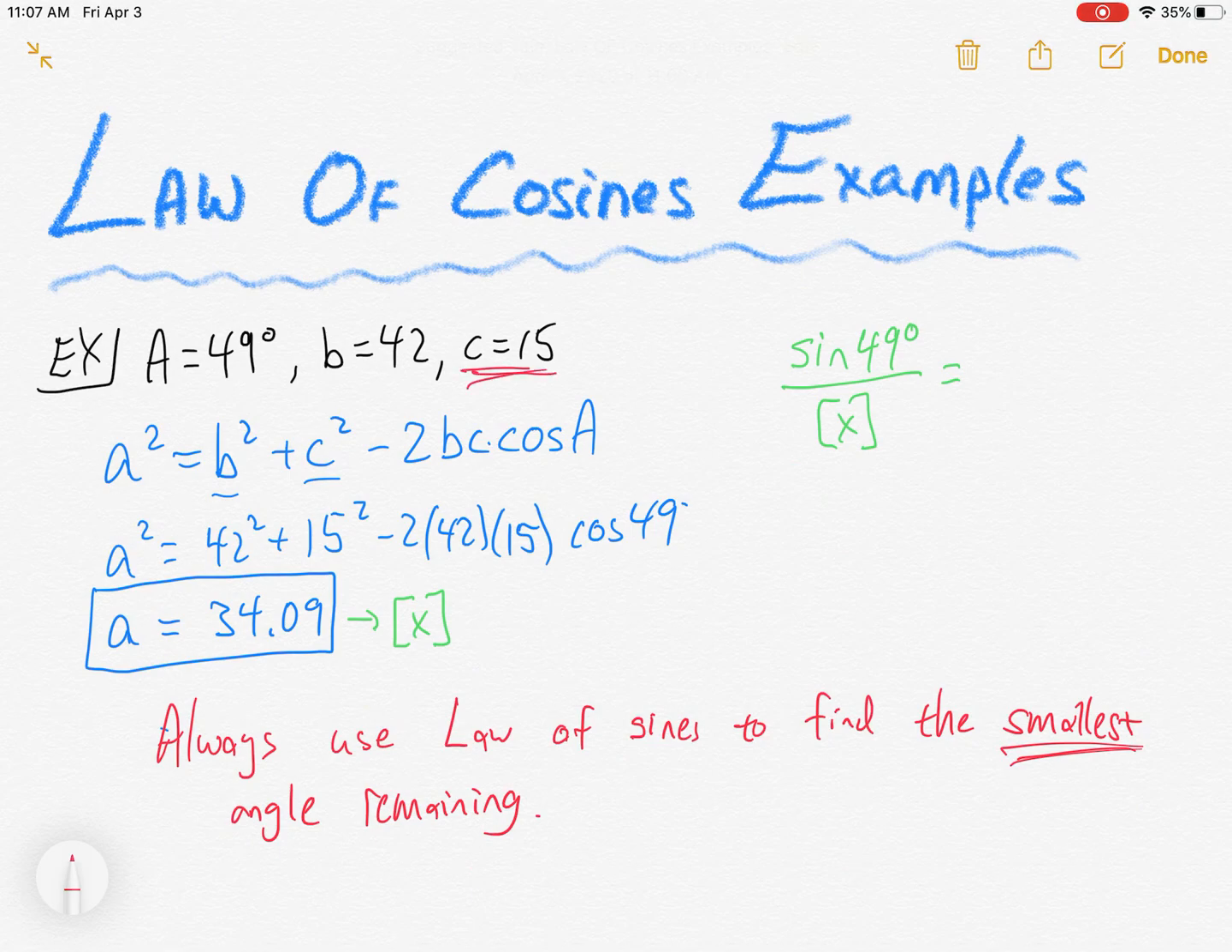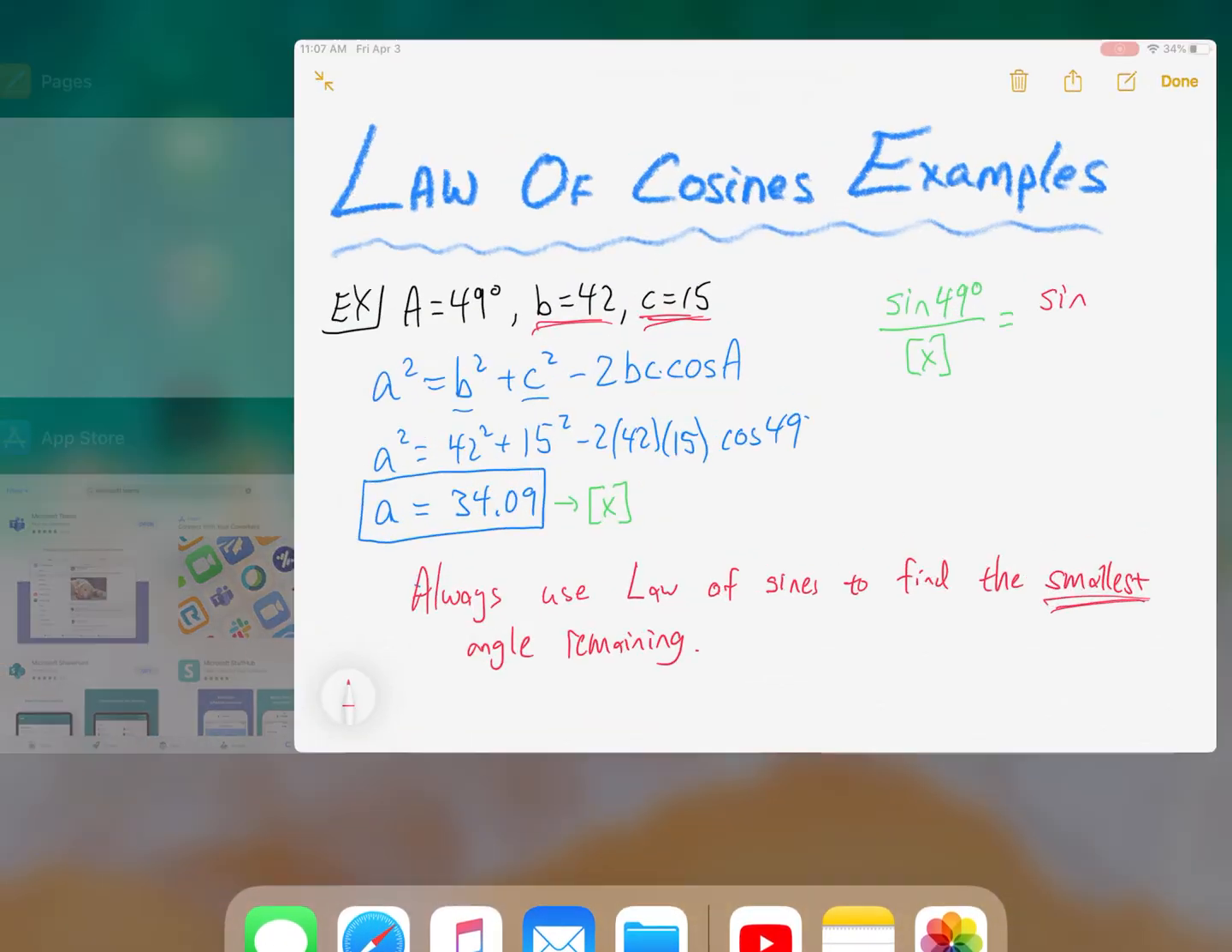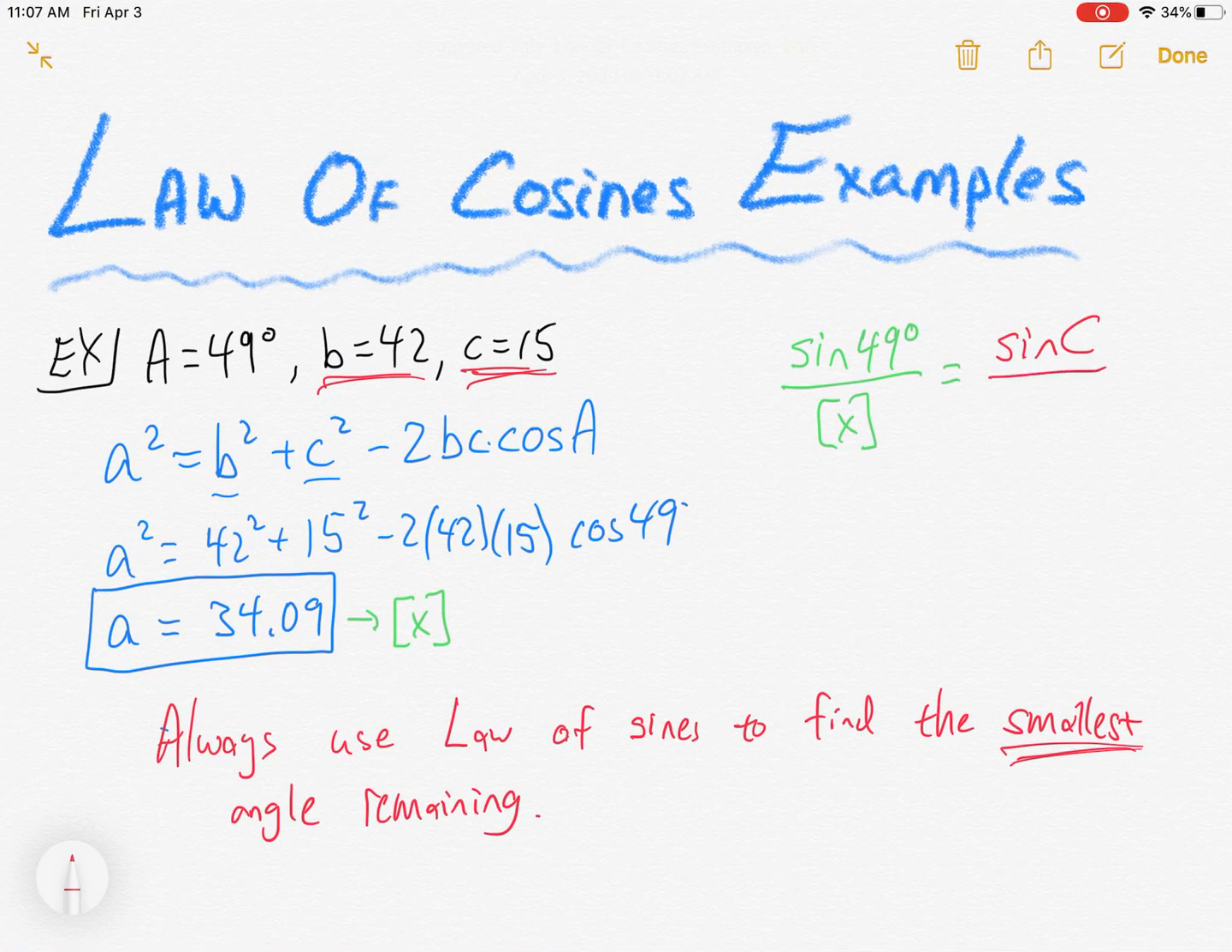So I know the angle opposite 15 has to be smaller than the angle opposite B. And that means if there happens to be an obtuse or a right angle, it must be opposite B. So we don't want to get involved with that with our sine. So do sine of C next.